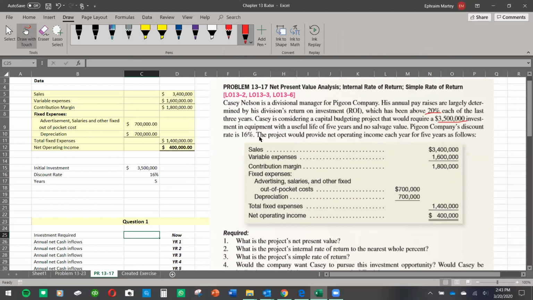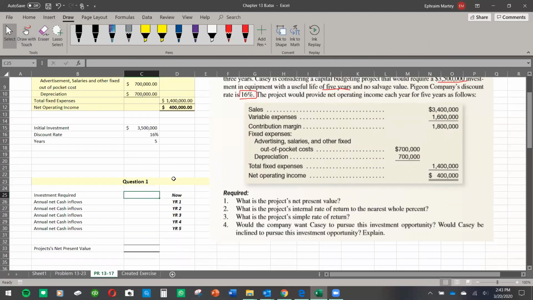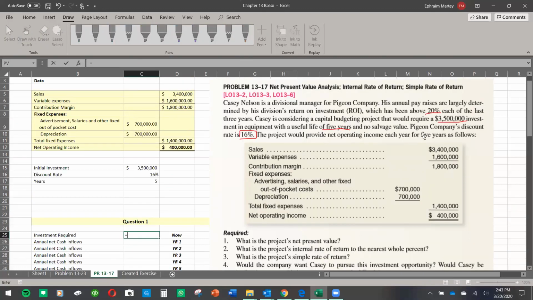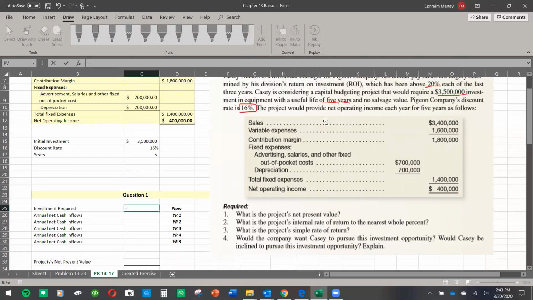I'm just reading the most important parts. Useful life of 5 years. So it's going to take 5 years, and the company's discount rate is 16%. That's the same as the previous one. So what is the requirement? The investment required was 3.5 million. So 3.5.